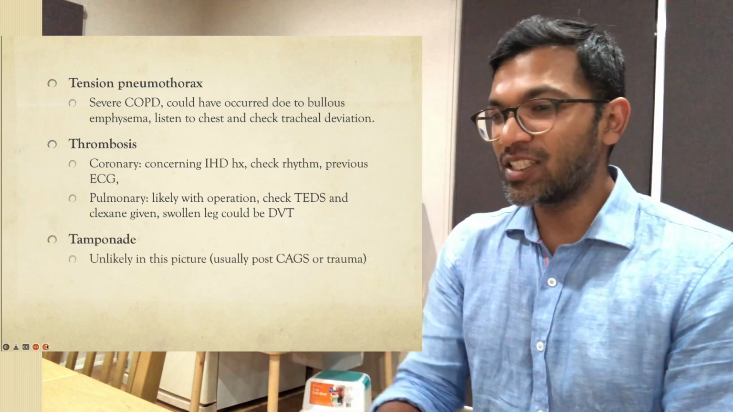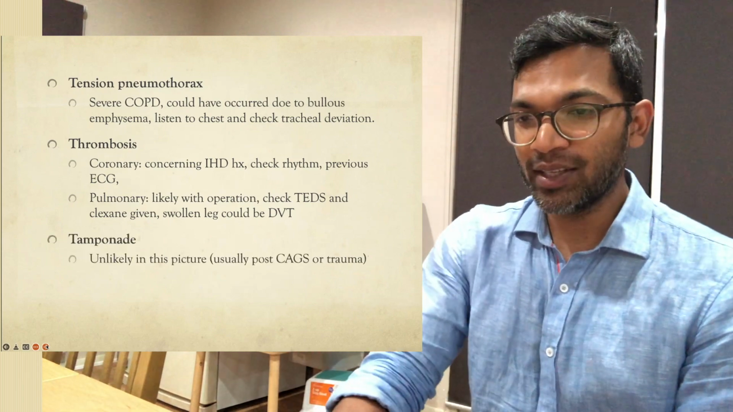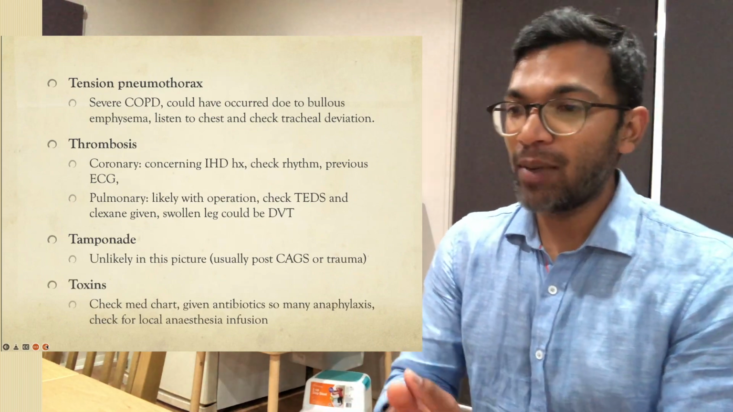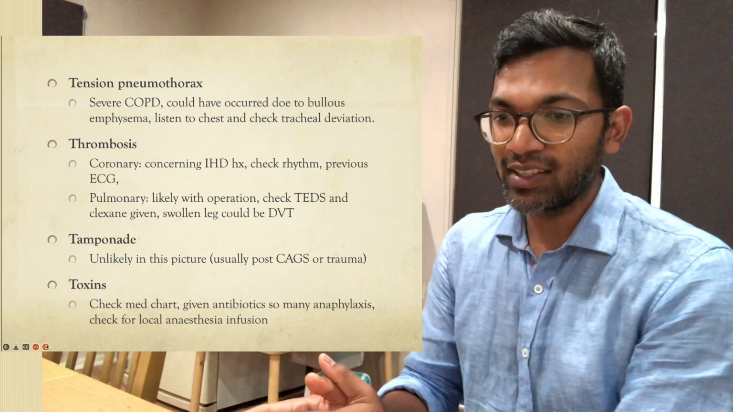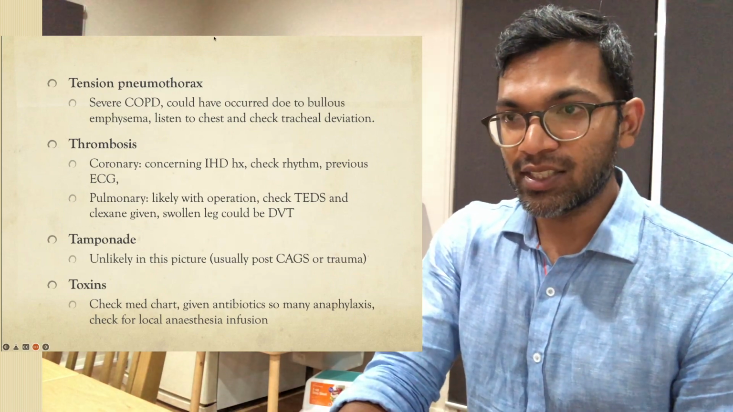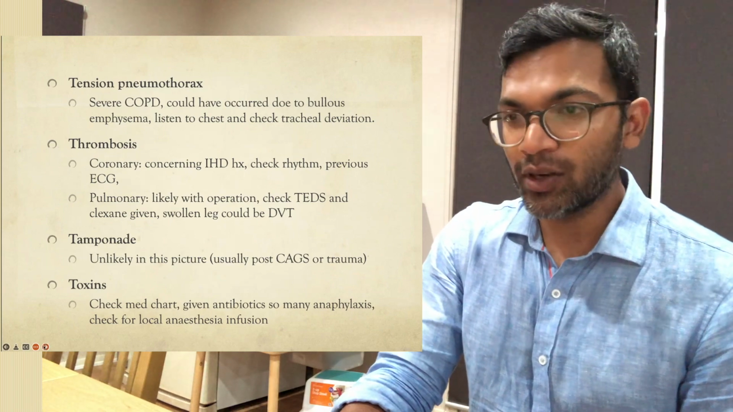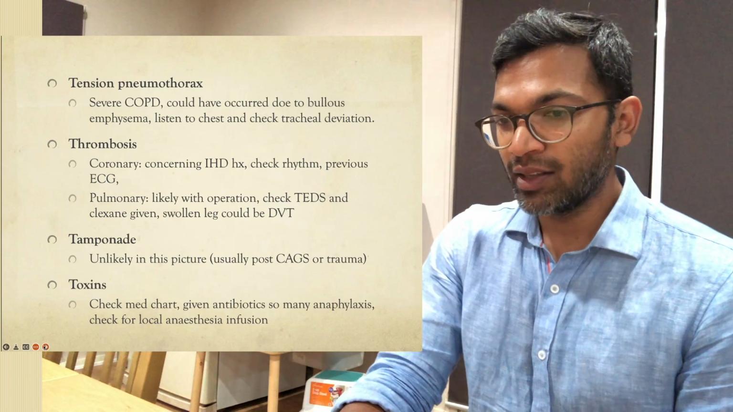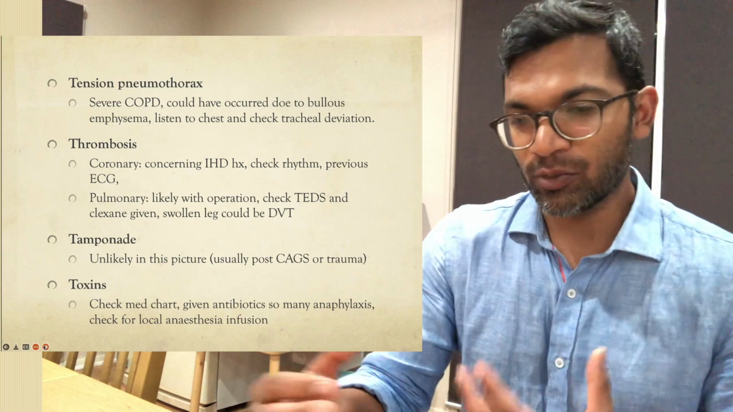Tamponade is unlikely in this picture. It's usually post-CABG or trauma. And then toxins, I'd check the med chart, and they've been given antibiotics, so it may be anaphylaxis, so I'd look for signs of that. And I'd check also for local anesthetic infusions that could have happened. So as you can see, I'm really just going through and talking about each of those from a history, examination, investigation point, and I'm also giving information as to what I think is most likely.